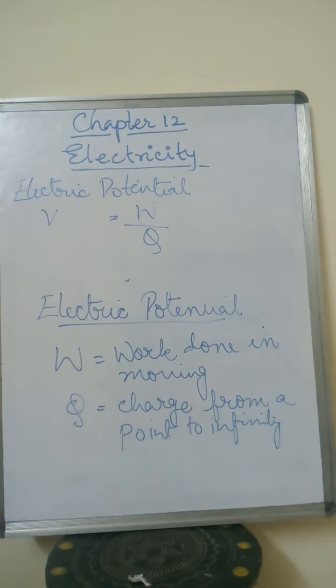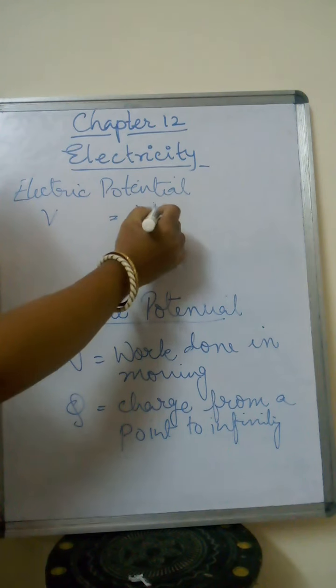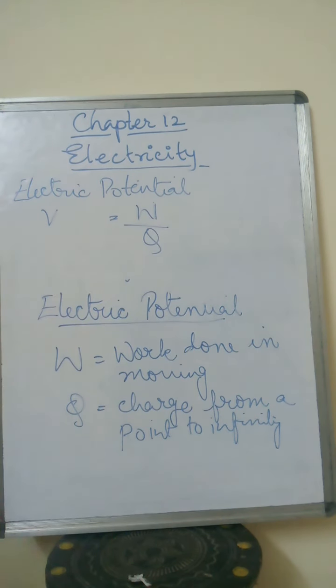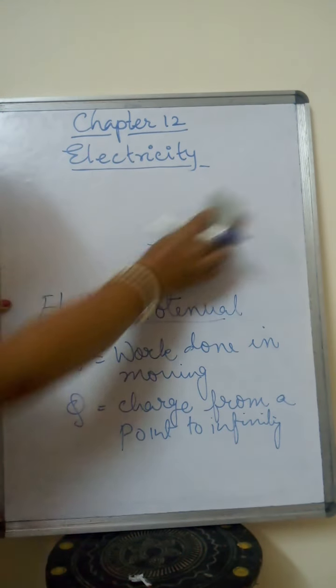So what is electric potential? Electric potential is the work done by the charge moved. Next we come to potential difference. Now what is potential difference? We have done electric potential, which means the amount of work done in moving a charge Q from infinity to a point.